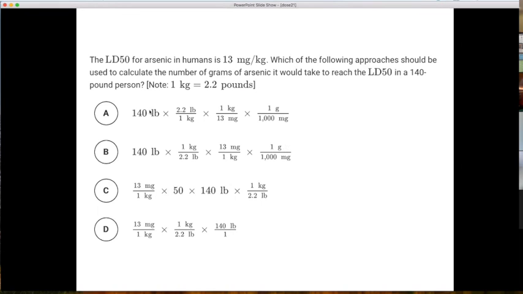So look what cancels. Does pounds cancel here? No. Does it cancel anywhere else? No. So if it doesn't cancel, that ruins my problem. I need everything to cancel except for grams, the one I'm trying to solve. So choice B, pounds cancels, kilograms cancels, milligrams cancels, and all that's left is grams. I didn't have to look at any numbers. Who cares? All I'm doing is canceling units. Choice B was the correct answer.